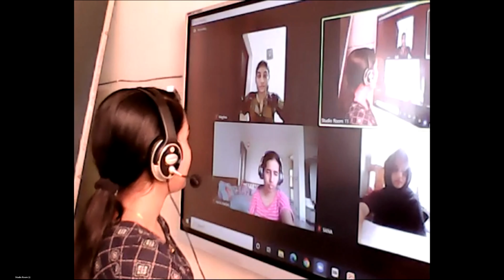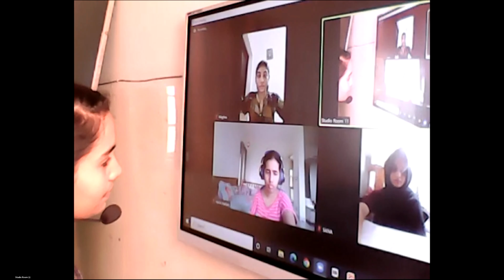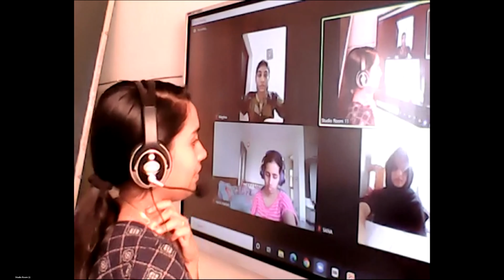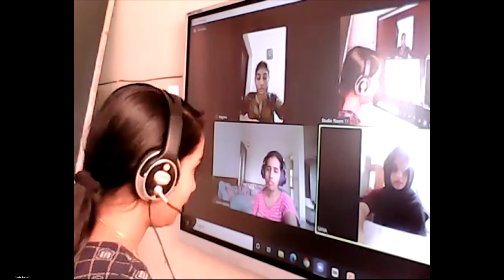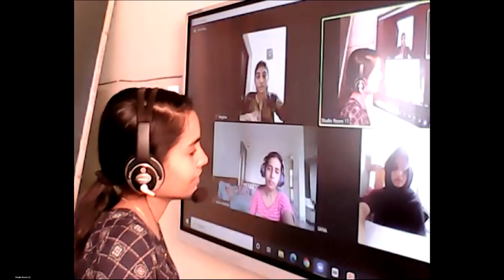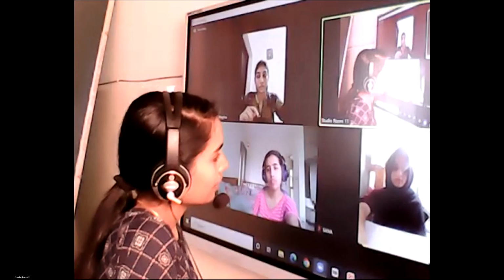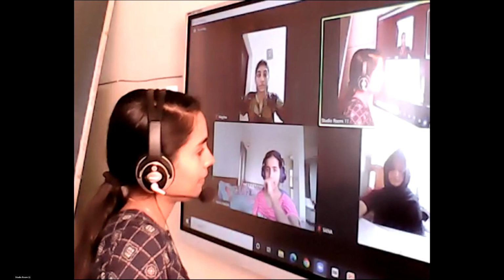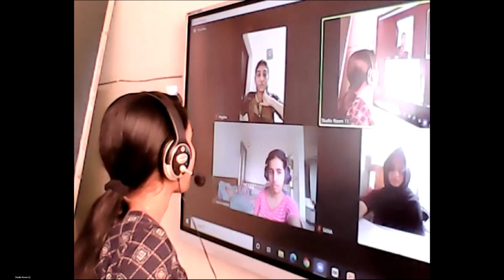Then twill weave. Give the main characteristic of the twill weave. The yarns are in a diagonal pattern. Very good. It is usually seen in jeans. Due to this diagonal pattern, they are very durable and sometimes more expensive than the plain weaves.